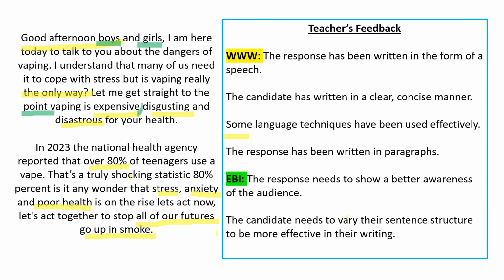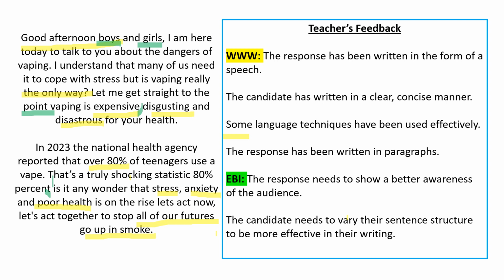In 2023, the National Health Agency reported that 80% of teenagers use a vape. Okay, nice and straightforward. This is a truly shocking statistic, 80%. So we need either a short sentence here or an exclamation mark. An exclamation mark would work well to show the anger and shock felt by the reader. Having that pause also allows the audience to really think this through. 80%, a massive statistic, that teenagers are going to be having some real health issues if 80% of them are actually smoking or vaping.